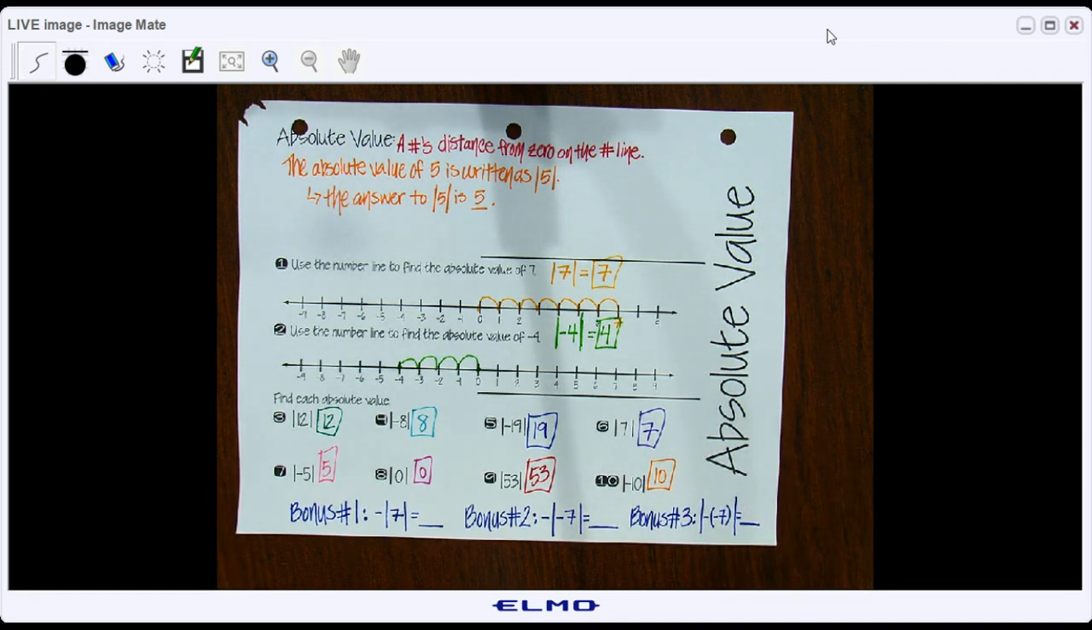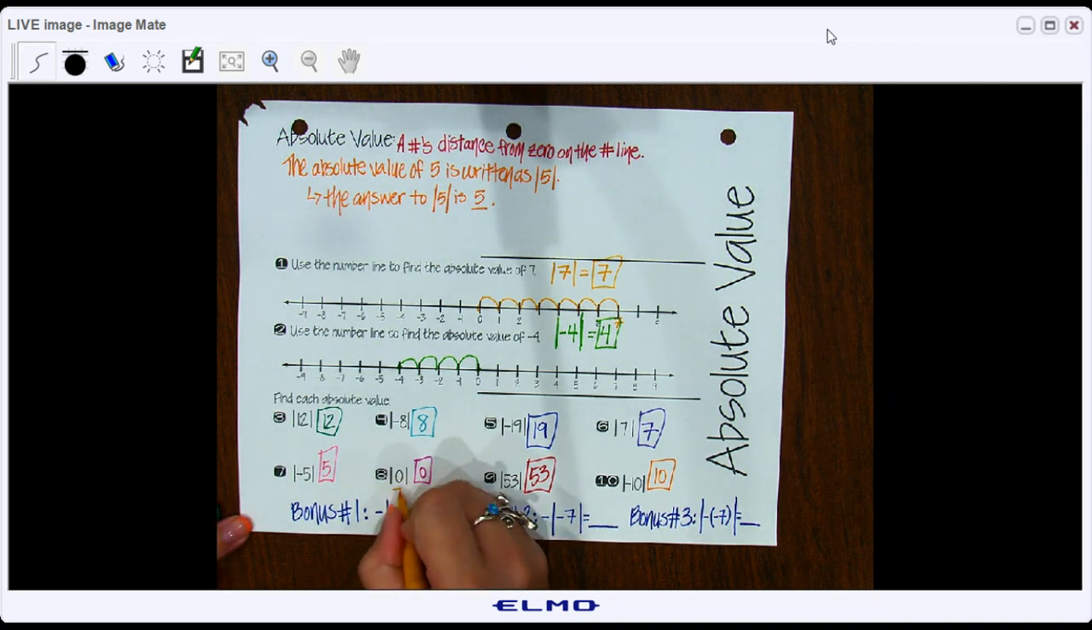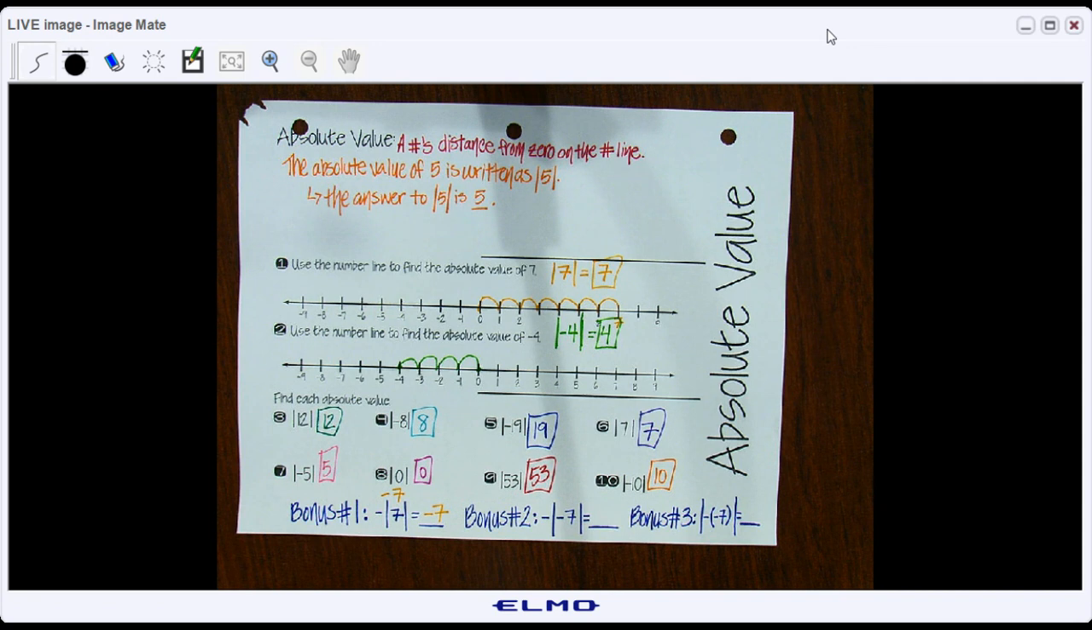The only way that these problems could be tricky is like these bonus ones down here. So this is saying, what's the opposite of the absolute value of 7? So to do these, you work your way inside and then out. So first of all, inside, what's the absolute value of 7? Just 7. And then what's the opposite of that? A -7. So my answer would be -7.